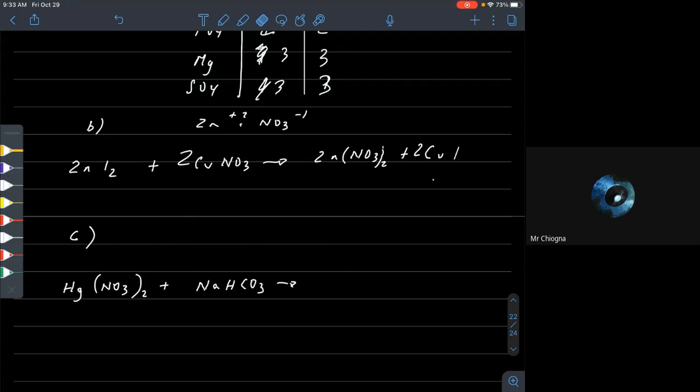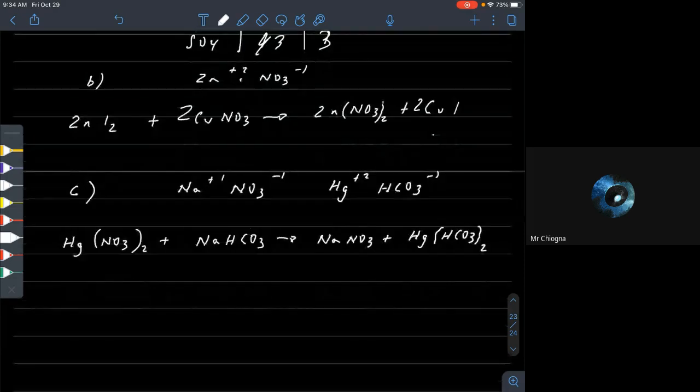Okay. And then on the right side, sodium nitrate. Same charge. So just write down NaNO3. Mercury 2, hydrogen carbonate. Different charges or different numbers, crisscross. Capiche? I'll give you the numbers. I think you could do this. 2 here, and then 2 here. You'd be done.